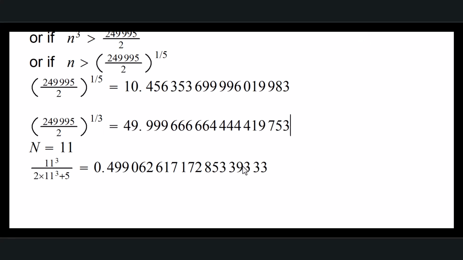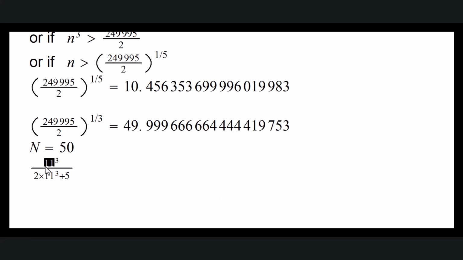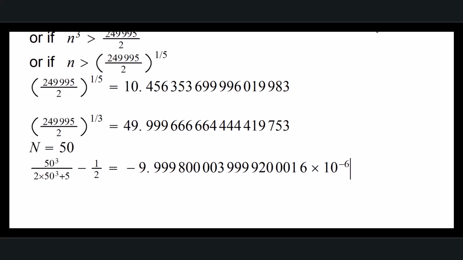It's like 49.99. So we need 50 terms. So that's why it was a mistake. If I put 50 here, and 50 here, and let's just subtract 1/2 here so that I don't have to apply my tired head anymore, we had to have absolute value less than that, and you can see this here.